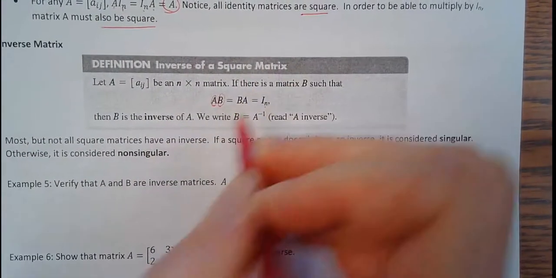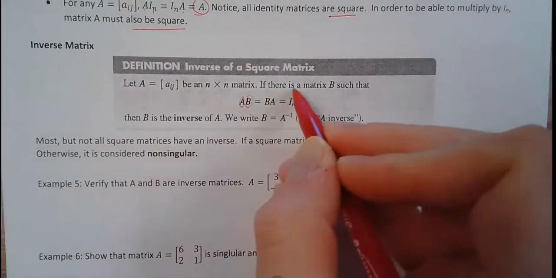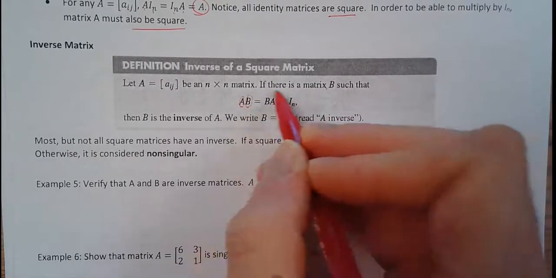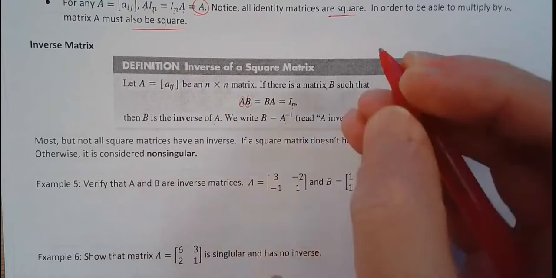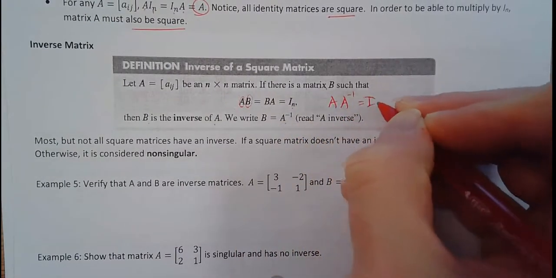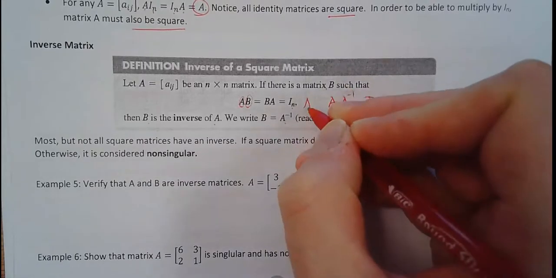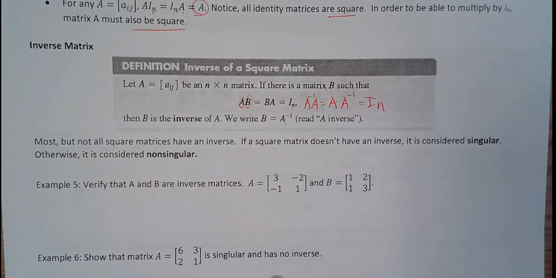Same thing if you did B times A. So order on this one, it goes both ways. So that is called the inverse. If B satisfies this, then B is considered the inverse of A, and we could write it like this. You could say that A times its inverse equals the identity matrix, which the inverse times A would also be. They'd all equal the inverse matrix.